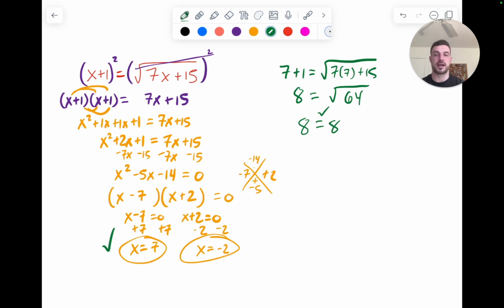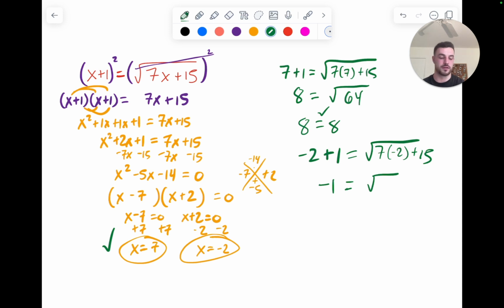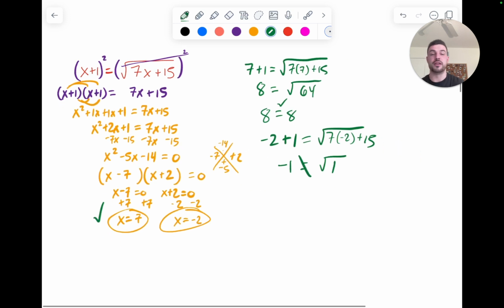Now I'm just going to do the exact same thing with negative 2. So I get negative 2 plus 1 is equal to the square root of 7 times negative 2 plus 15. We get negative 1 is equal to the square root of, well, that's negative 14 plus 15 is positive 1. Here's where we have a little bit of an issue. The square root of 1 should be just 1, not negative 1. So that tells us that these two things are not equal, and therefore this didn't work. So therefore, our x equals negative 2 is an extraneous solution, which means it is not real.